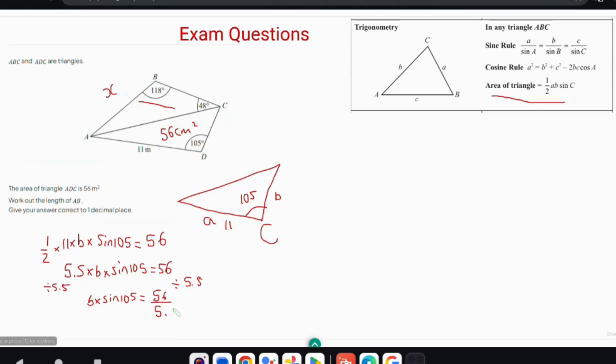It's 10.18 recurring. Now, how do I get rid of this sine 105? I divide both sides by sine 105. So B is equal to 56 over 5.5 divided by sine 105. B is equal to 10.54.